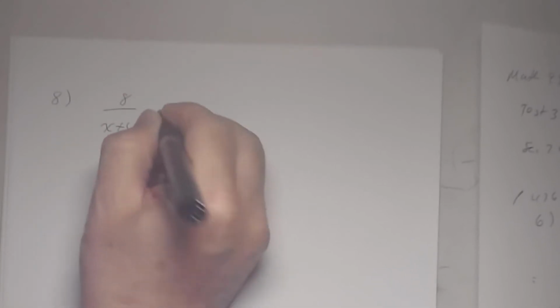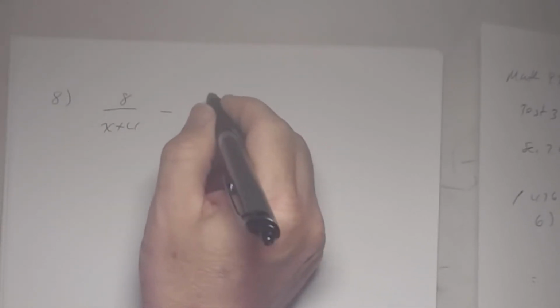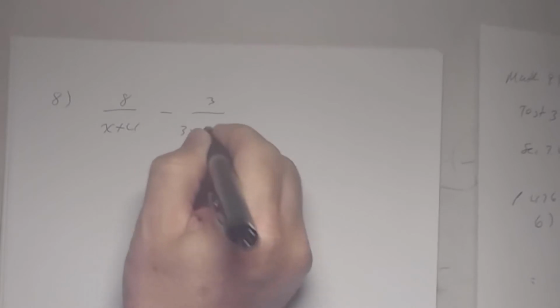All right, so that was number 6. Let's look at number 8. Look at number 8 carefully. Don't make it difficult. You're the one writing the problem. 8 divided by x plus 4, subtract 3 divided by 3x plus 12.